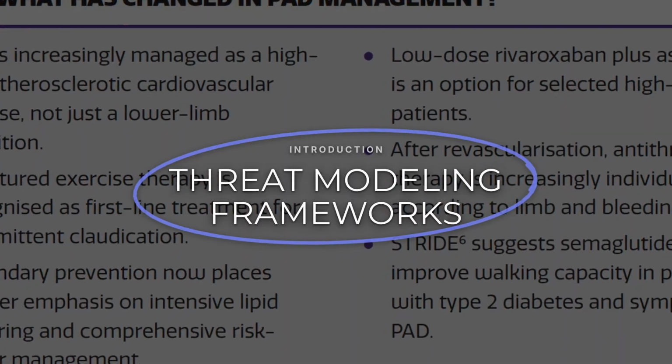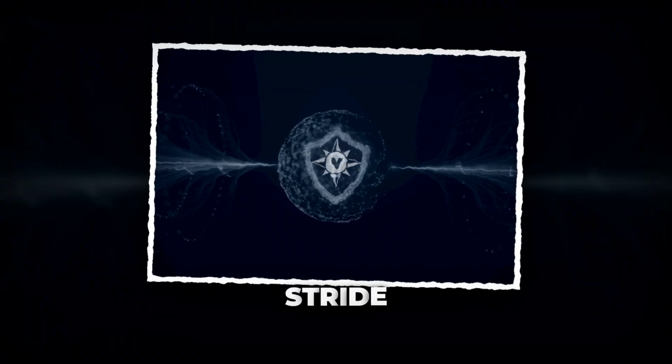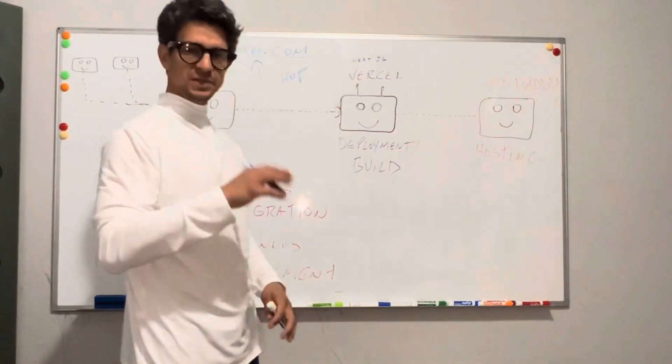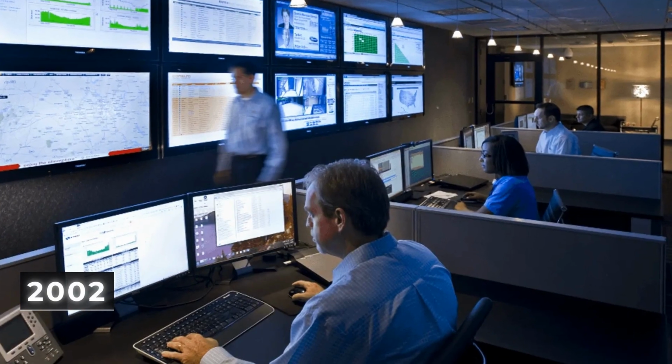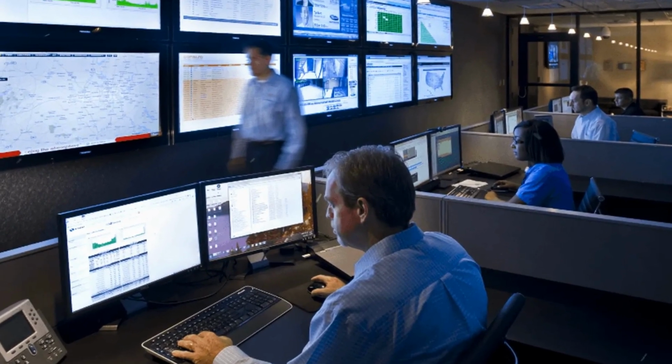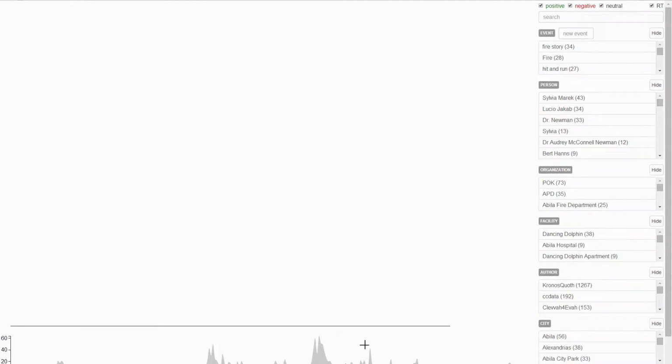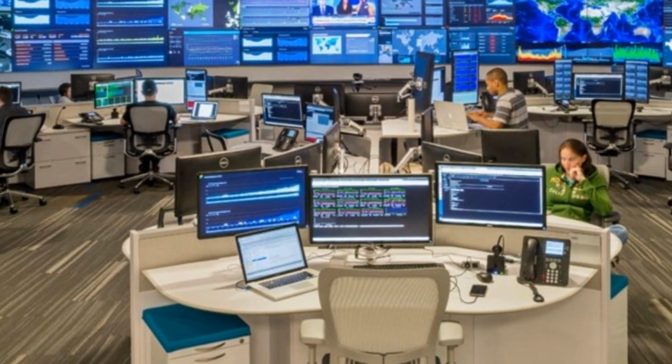First box. STRIDE. STRIDE is the one that started everything. Loren Kohnfelder and Praerit Garg built it at Microsoft in 1999. Adam Shostack formalized it into Microsoft's security development lifecycle by 2002, and it's been the industry's default entry point ever since. The 2024 to 2025 State of Threat Modeling Report, which surveyed 60-plus organizations, found STRIDE at 88% adoption. Nothing else is close.